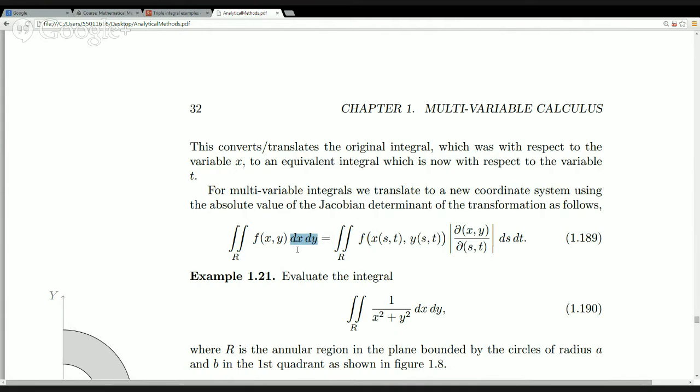The point is that no matter where you are in the plane, a small change in x and a small change in y covers a certain area. So you have a little area element dx by dy, and no matter where the point in the plane is, the same size change dx and dy will still cover the same area with Cartesian coordinates. But with polar coordinates, for instance, it's very different.